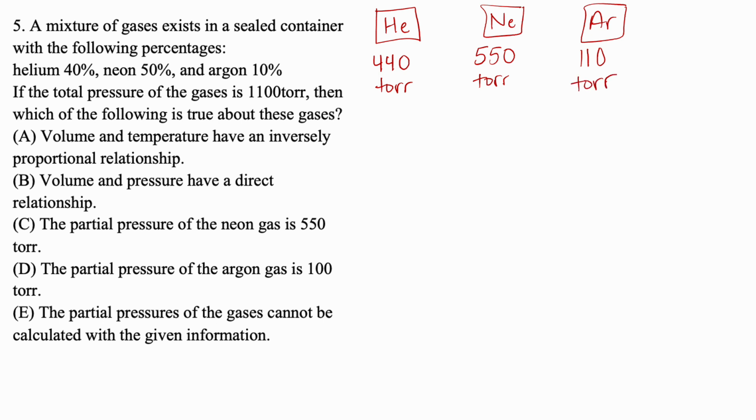So now I can go ahead and look at my answer choices, and I see these ones that have the actual amount of pressure. This one says the partial pressure of neon gas is 550. That is correct. So C is the right option, and I got it just from doing that simple math.